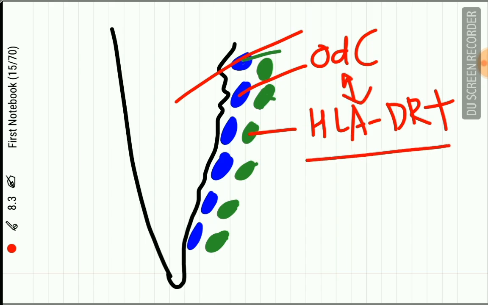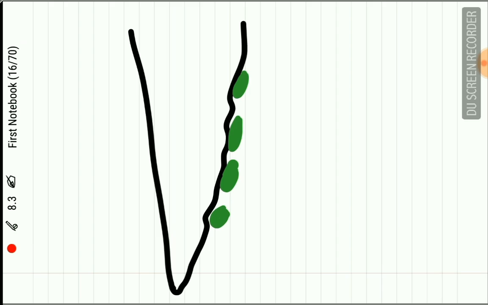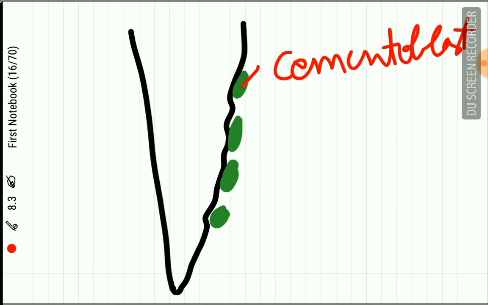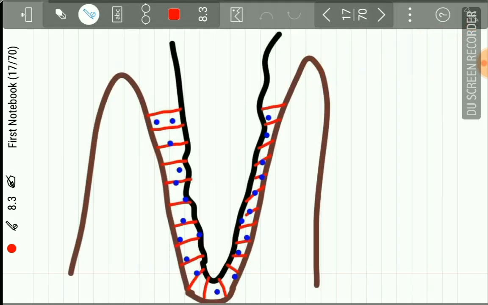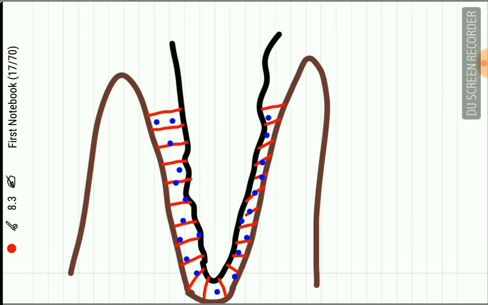What is the role of these HLA-DR positive cells? The HLA-DR positive cells activate the cementum forming cells on the tooth surface. These HLA-DR positive cells form the cementoblast-like cells on the tooth surface, and these cementoblast-like cells then lay down a layer of cementum-like tissue on the resorbed surface. Now another important molecule in association with odontoclast is RANKL expression.